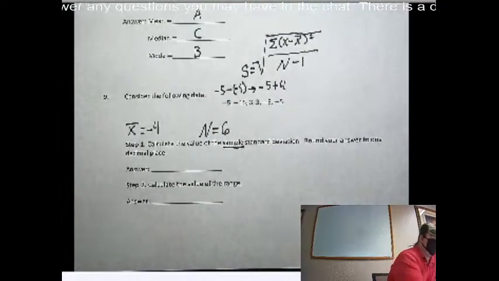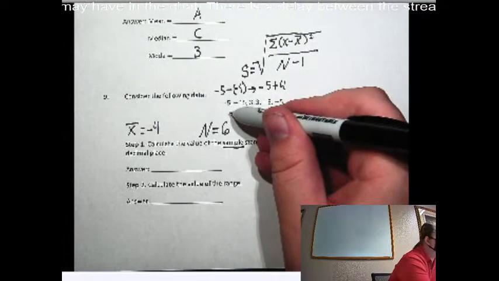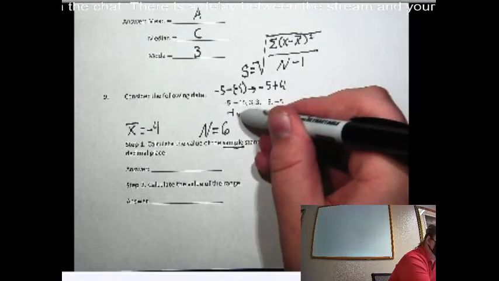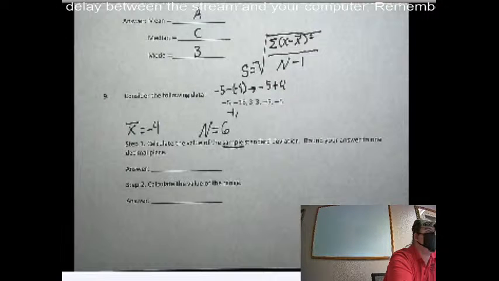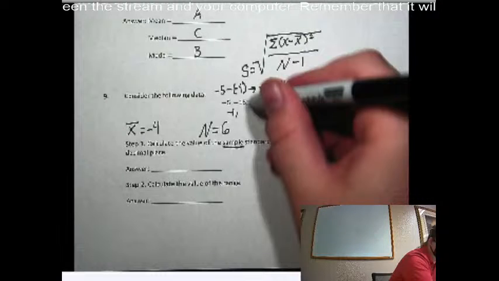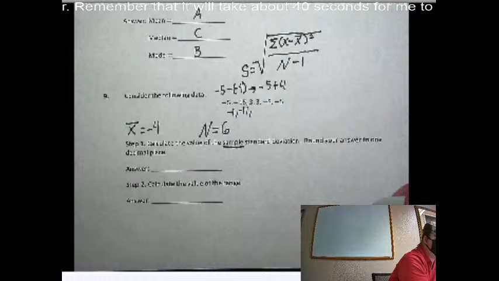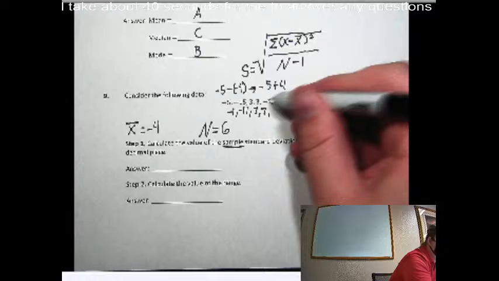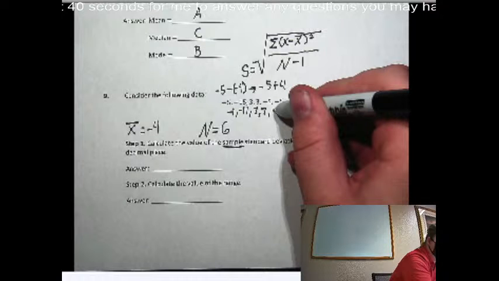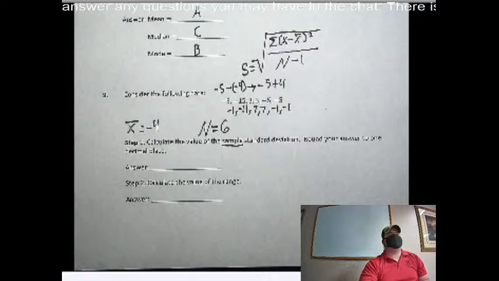So let's see. -5 plus 4, of course, is what? -1, good. -15, -11. +3 plus 4, 7. And then the rest of them repeat. Good. All right, so we've got our x minus x bar. Now we need to square.